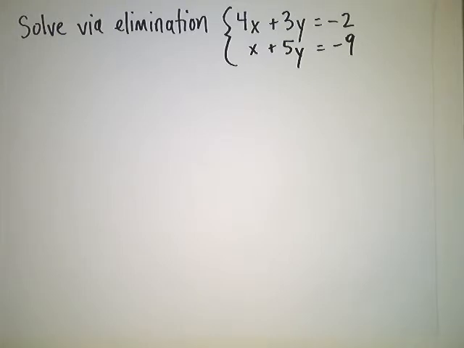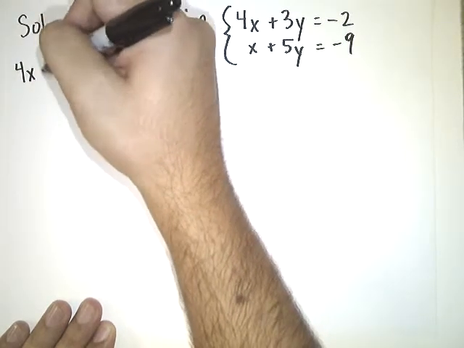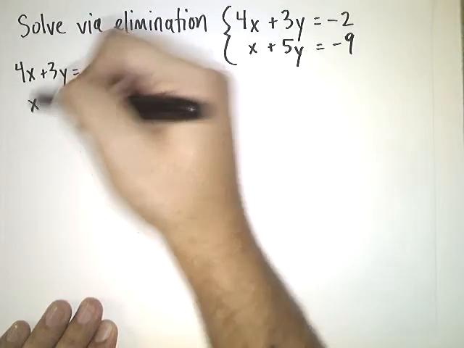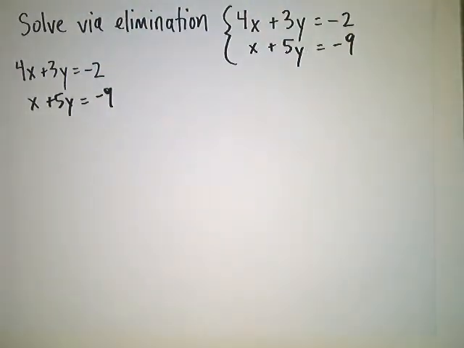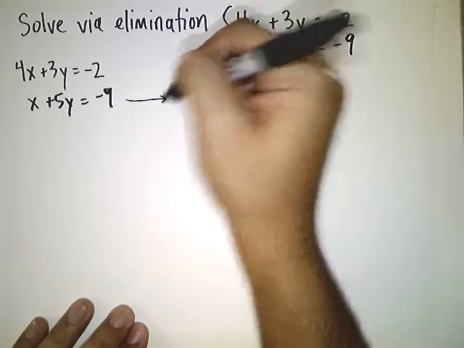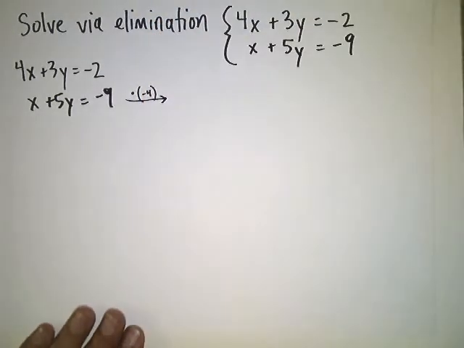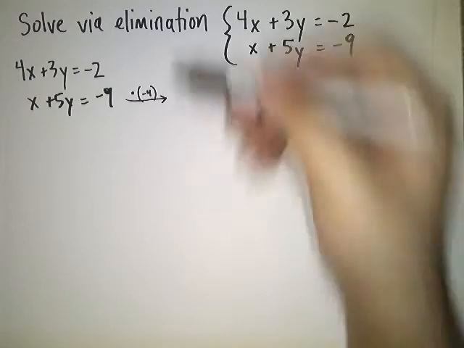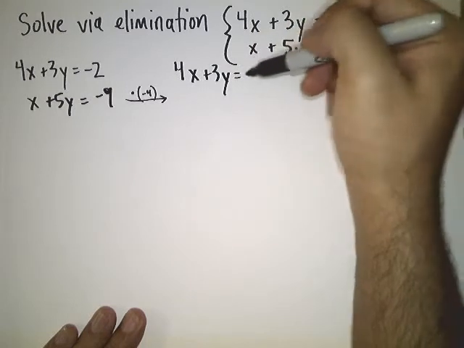So let's see. First, we'll rewrite both of our equations. 4x plus 3y equals negative 2. And x plus 5y equals negative 9. All right, now this time, I want to multiply this bottom equation by negative 4. The top equation will stay the same. The top equation will stay 4x plus 3y equals negative 2.